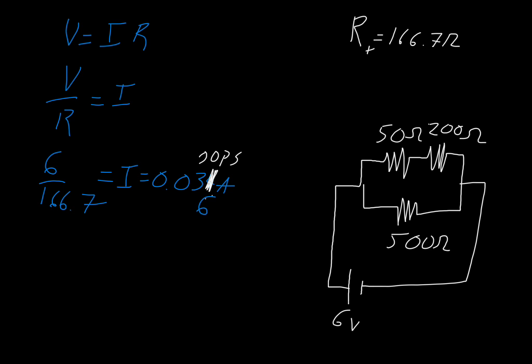Let's take a moment to clean this up again and make it so we have a lot of space to start solving the rest of the problem, because now we can zoom back out. We have the total resistance, we have the total current. Let's look at the voltage and the current through each resistor.